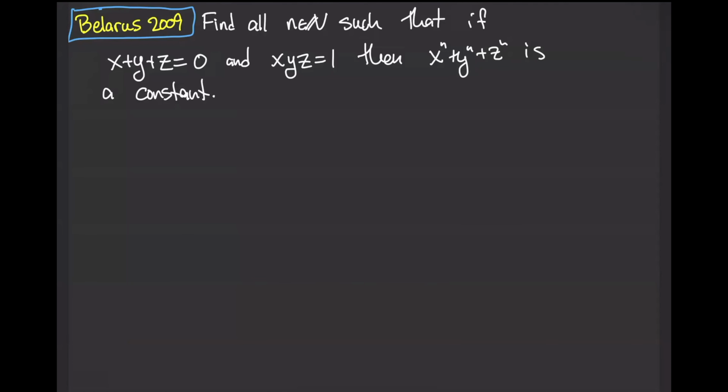Okay, so the first problem I thought we'd look at is from a Belarusian test. I think this is a team selection test. I like to look at it. There's this symmetry between the variables x, y, and z. So our goal is to find all natural numbers n such that if x plus y plus z equals 0 and the product xyz equals 1, then this nth power sum of the three variables is constant. So what's the first thing that jumps out to you about this problem?